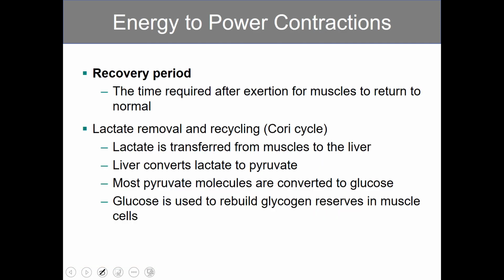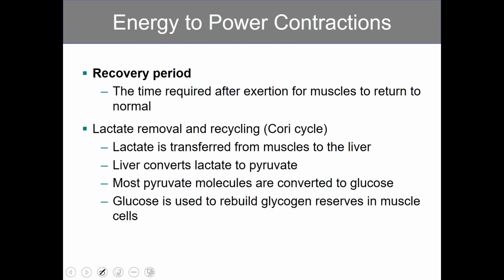The recovery period is the time required after exertion for muscles to return to normal. If you think about what normal looks like, well, we have to reestablish an oxygen supply. We then can shift to aerobic metabolism. We can build up the amount of ATP we have stored. We can replenish the creatine phosphate molecules. We can then store our glucose in the form of glycogen.